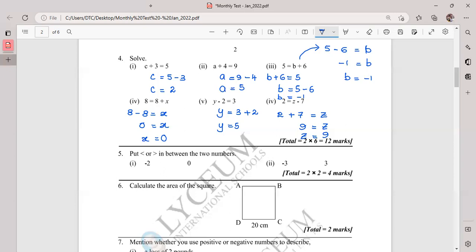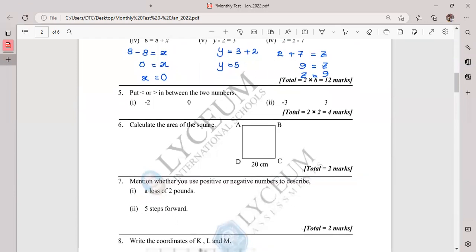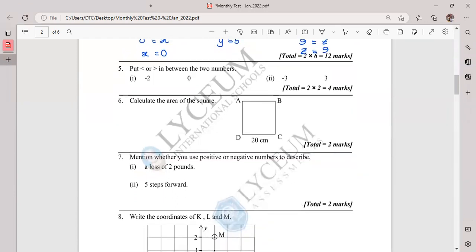So we'll cross-check the answers again. C is equal to 2. Right, so then A is equal to 5 and B is equal to negative 1 and X is equal to 0 and Y is equal to 5 and Z is equal to 9. So these are the answers for question number 4. Then we'll move to question number 5. Again, this is related to directed numbers.